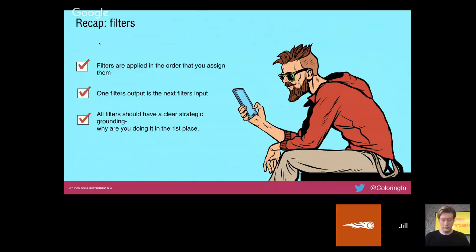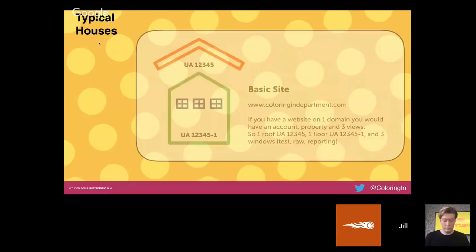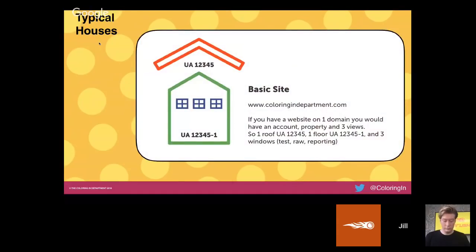So if we can get our heads around the roof and the floors and the windows, let's walk through some typical houses. The first one being a normal basic house, you have one website. That would mean you would have one roof, UA 1, 2, 3, 4, 5, and underneath that roof, you have one floor for one property. And we're going to do best practice Google Analytics and have 3 windows, which is going to be my raw, my test, and the one that I'm going to use to report in.